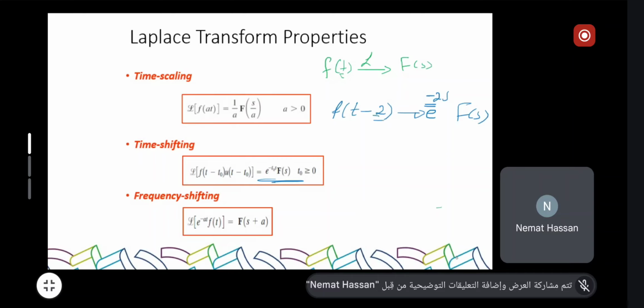Clear? Similarly, we have what we call frequency shifting, which is the opposite process. Instead of shifting in time, what if we multiply the function by a factor e power at times f of t? Then in that case, the Laplace transform will be F of s plus a, which means replace every s by s plus a. So are we clear on the properties so far?